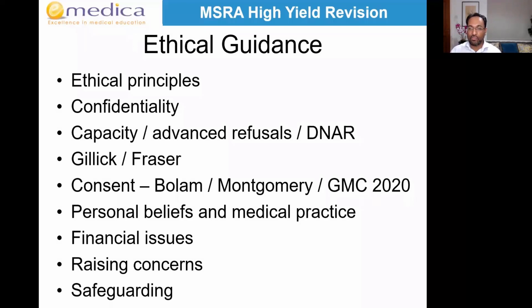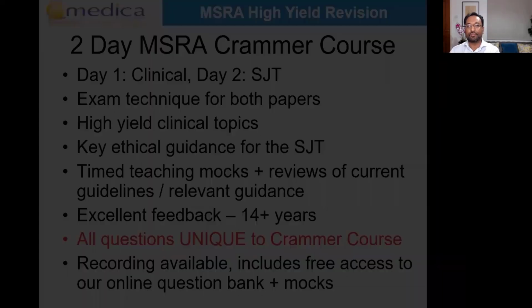So the ethical guidance that you want to learn about: the biomedical ethical principles, autonomy, beneficence, non-maleficence, justice, and how to apply them; confidentiality, when you can and can't breach it; capacity, advanced refusals, DNARs, Gillick competence, the Fraser guidelines; consent, Bolam, Montgomery, what's replaced that; the new GMC 2020 guidance, for example, personal beliefs in medical practice and how it applies to doctors and patients; financial issues, raising concerns about other things you've seen, safeguarding both adults and children.